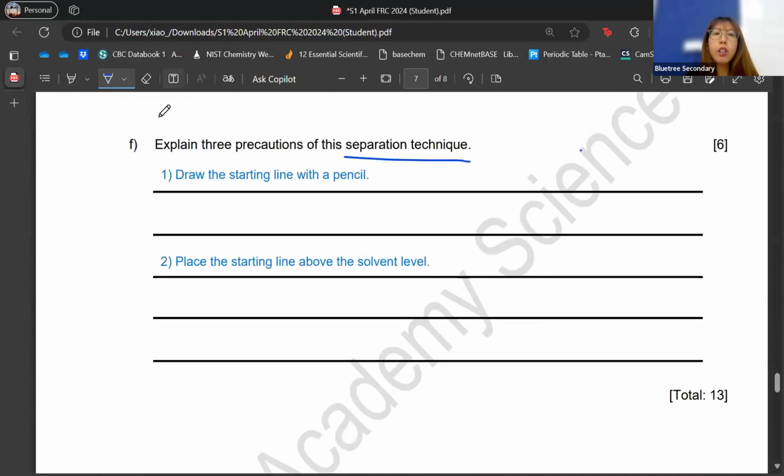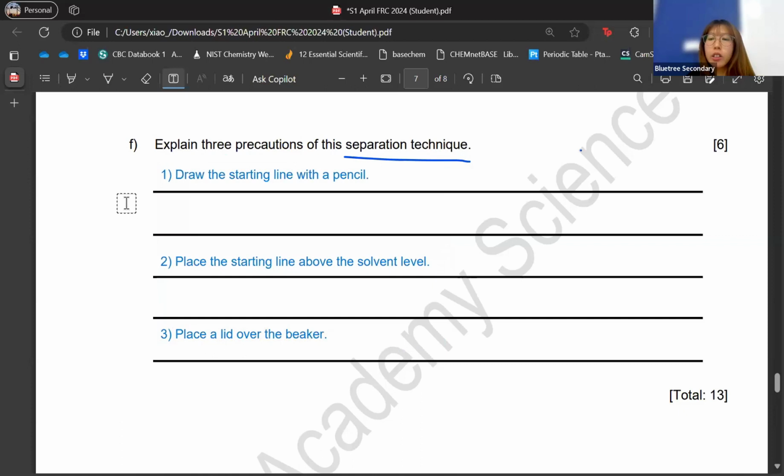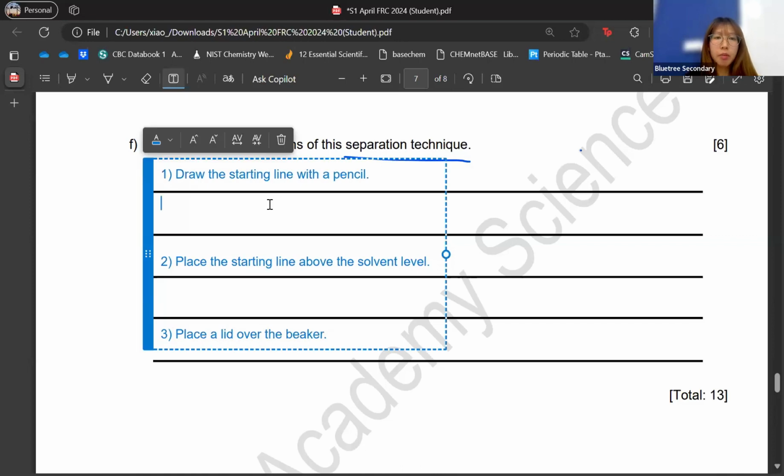Okay, so for the third precaution, this is usually taught as an optional precaution because it depends from scenario to scenario. But most of the time, this is what we scientists practice. The third precaution is we place a lid over the beaker. Okay, so let me type out point 4 to explain the key concept as to why each precaution is formed, why they are important in this technique.